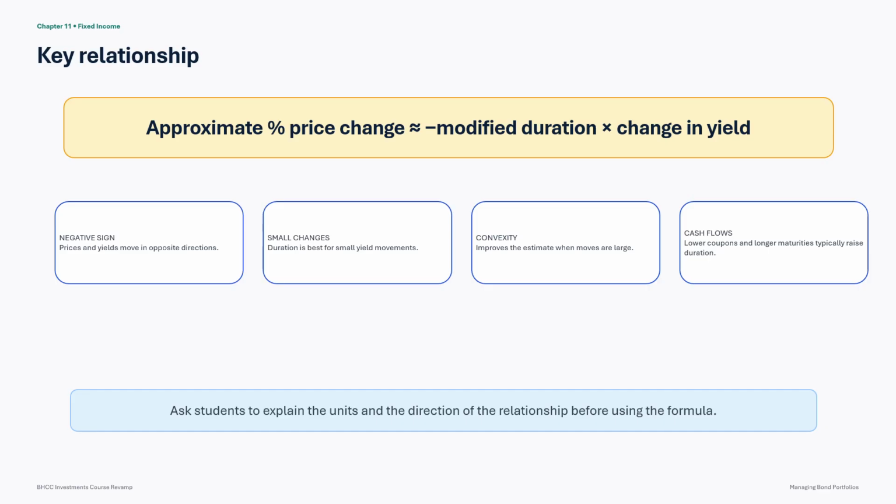The formula is useful because it gives an immediate risk estimate. It is dangerous when treated as a complete forecast. Duration says what would happen approximately if one defined yield changed and everything else behaved.